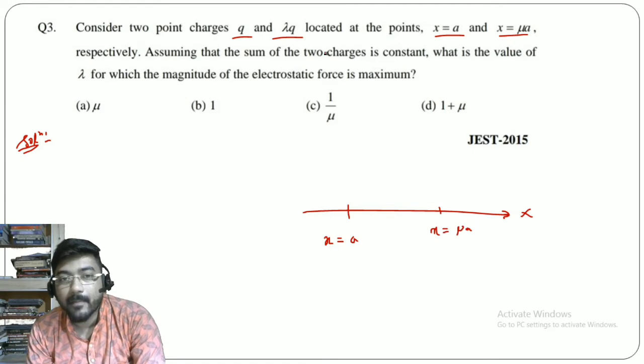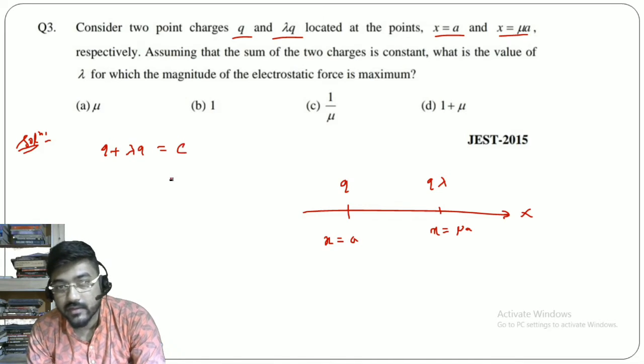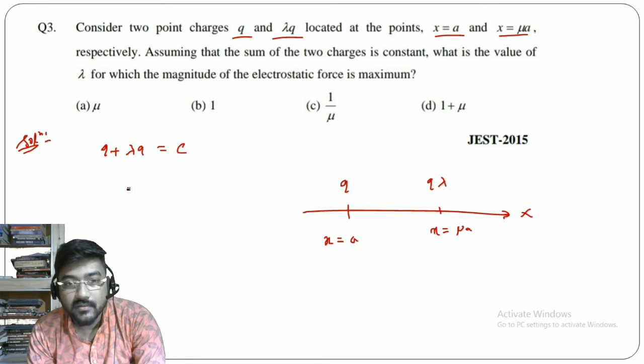Assuming that the sum of the two charges is constant, so one is q and another is lambda q. According to the question, q plus lambda q is equal to constant. Let me take the constant as c, because k is the dielectric constant, so let me take c, that will be less confusing. So q into 1 plus lambda is equal to c, so we have q is equal to c by 1 plus lambda.